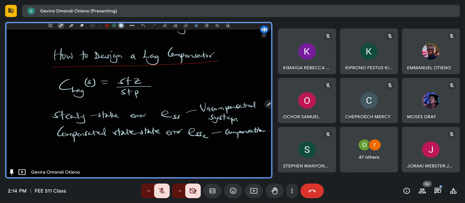Okay, so you'll find that your plant system has a steady state error of maybe 0.5, but we want to reduce the steady state error to 0.2. That's just an example. The technique that I'm going to teach you today just helps you figure out the right zero location and the right pole location so that you can reduce the steady state error from an example of 0.5 to 0.2. Once you have those, then you are home and dry.